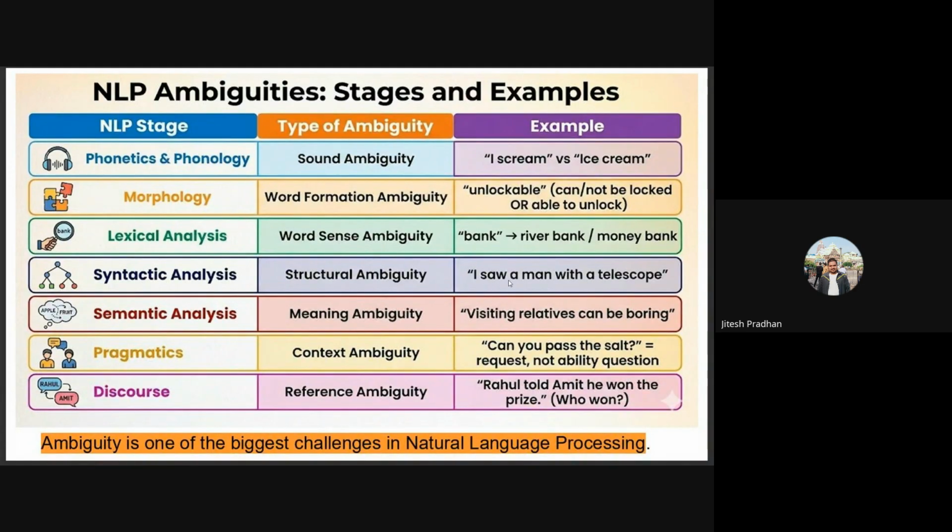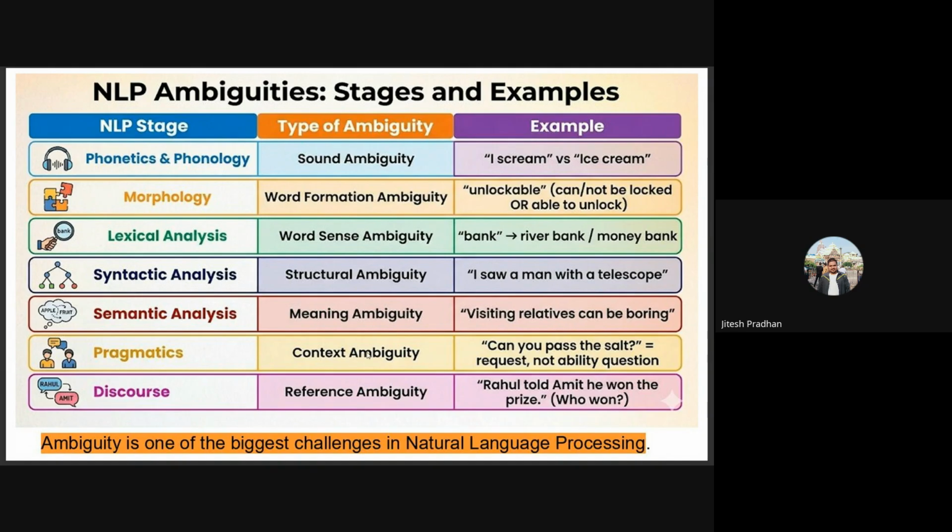Now we have another, meaning based ambiguity, which we can also call semantic ambiguity. "Visiting relatives can be boring." In this case, the sentence meaning is very unclear. It can have multiple meanings. It means relatives are visiting your house and it is a very boring process, or you are visiting your relatives' house and that is a boring process. So it is semantic ambiguity, where the meaning is ambiguous.